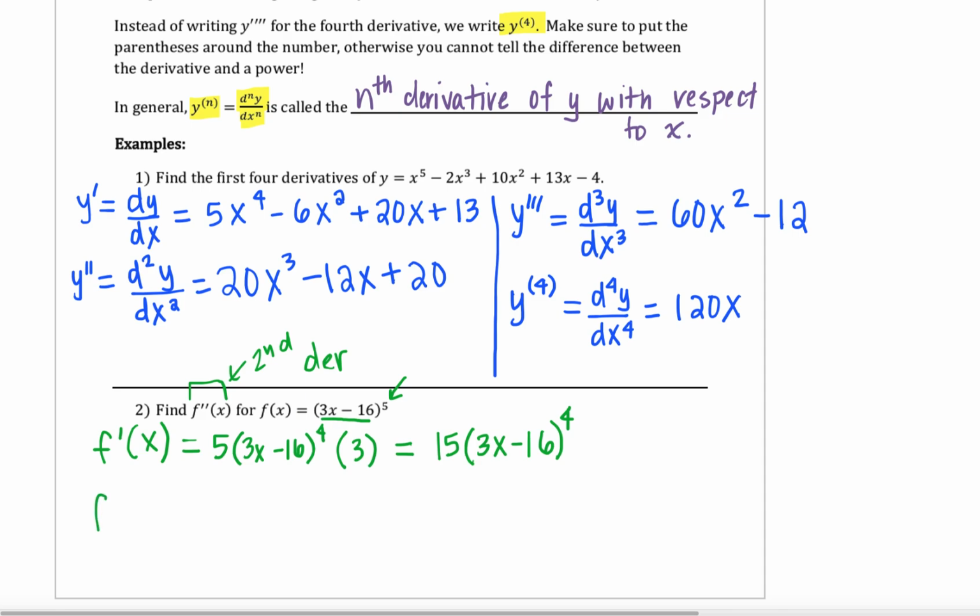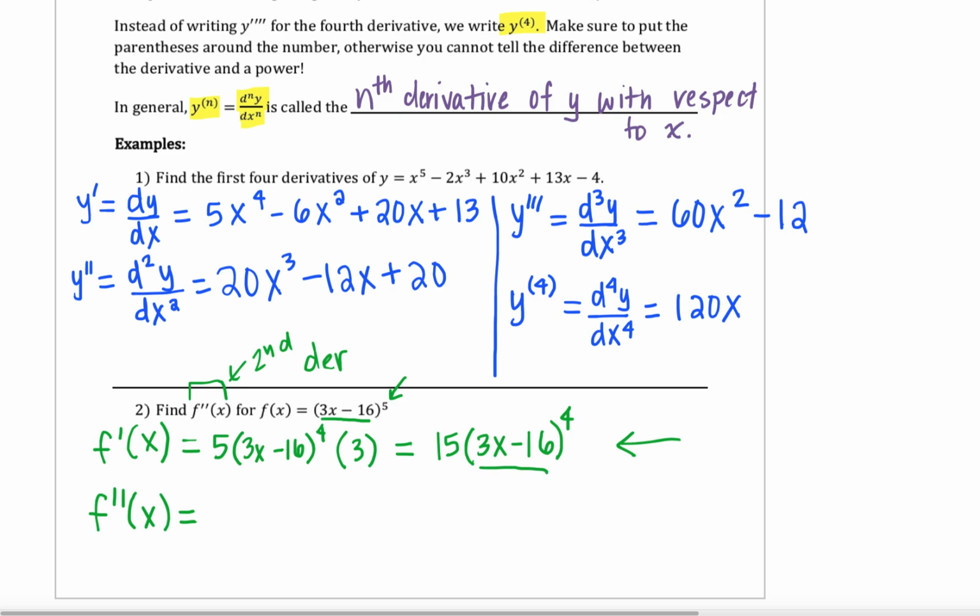Now to get the second derivative, I'm going to differentiate the first derivative. So I'm no longer looking at the original function, I'm now looking at the 15 times 3x minus 16 all to the 4th. This again will still be a chain rule though because we have this inside function of 3x minus 16 to the 4th power.